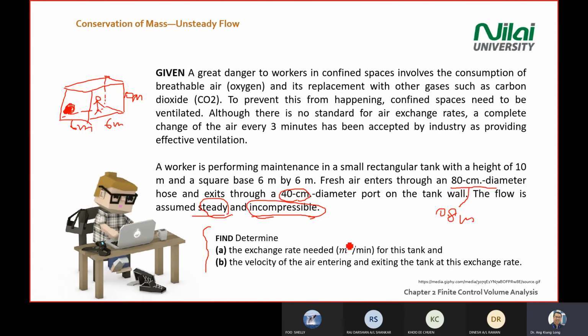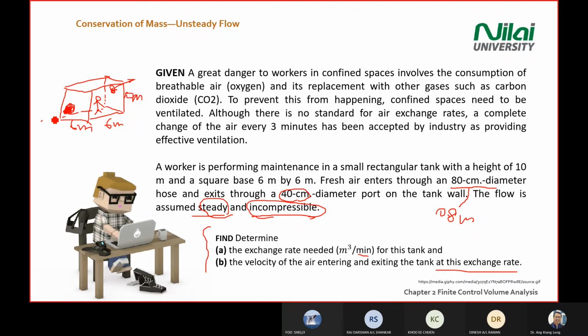In a unit of meter cube over minute. So you need to find the volume and the time required for this case, exchange rate. The second case is that we need to find the velocity of the air entering and exiting the tank at this exchange rate. So when you find the A, then you need to find the velocity entering from the left and then going out to the right.